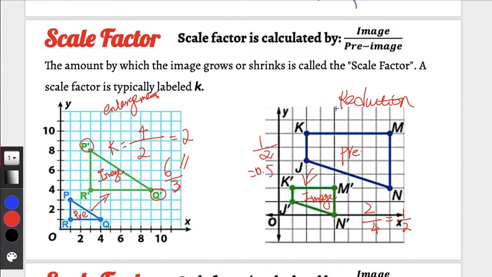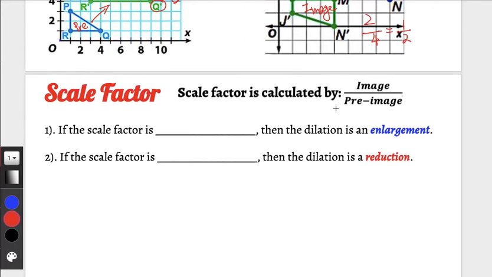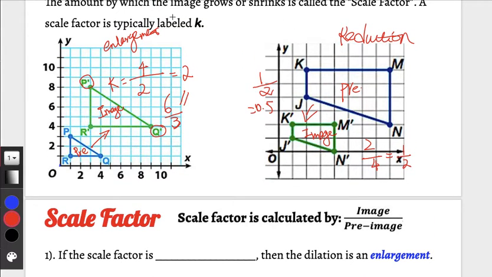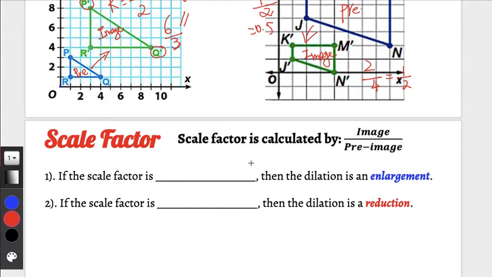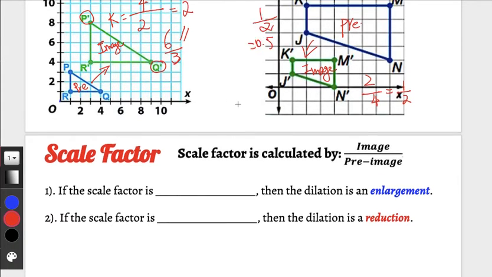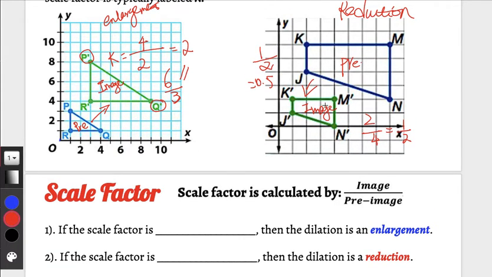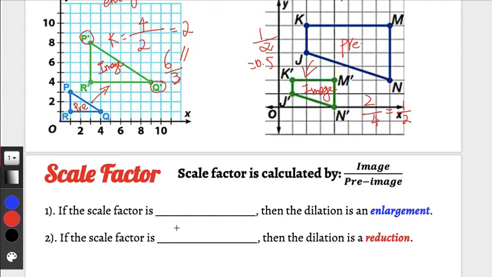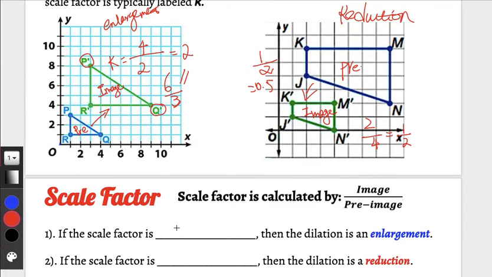If you pay special attention, even if we do not see the picture, we can just quickly use the scale factor to predict the dilation. So let's summarize here. When the scale factor is a bigger number, the dilation is an enlargement, and when the scale factor is a smaller number, it is a reduction. But we cannot just say bigger or smaller because you have to compare a number. So what we do here is, when the scale factor is greater than 1, then the dilation is an enlargement.